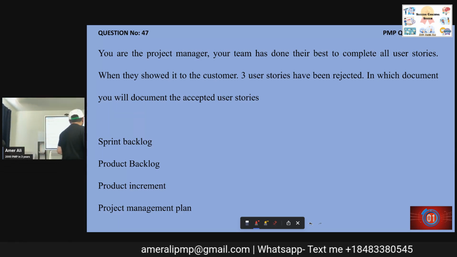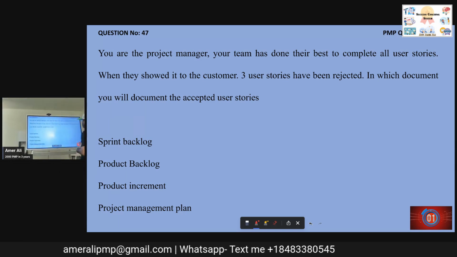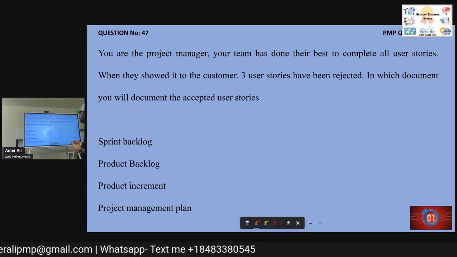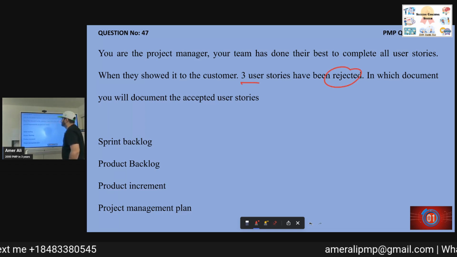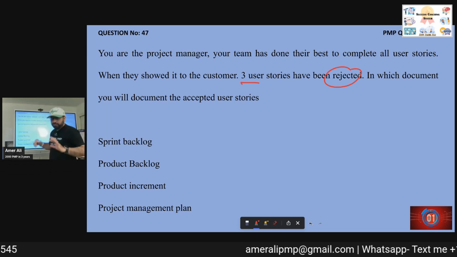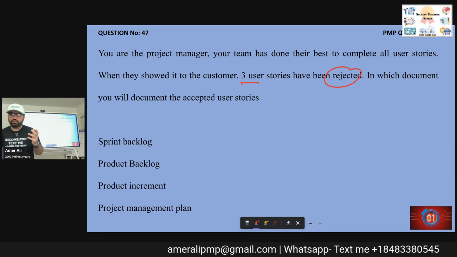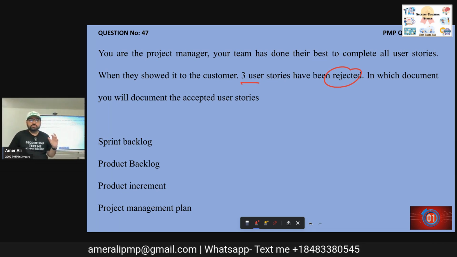You are the project manager. Your team has done their best to complete all user stories. When they show it to the customer, 3 user stories have been rejected. In which document will you now record them? This is a very twisty question.